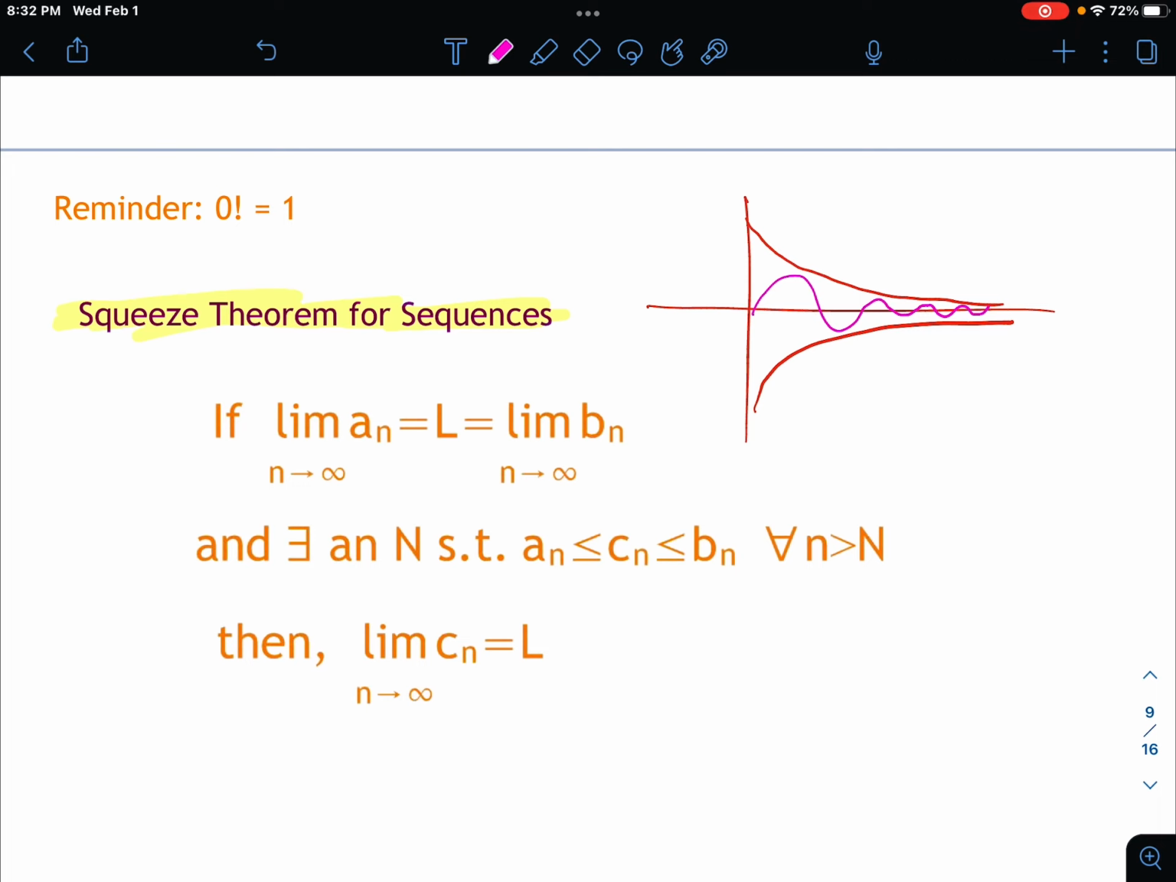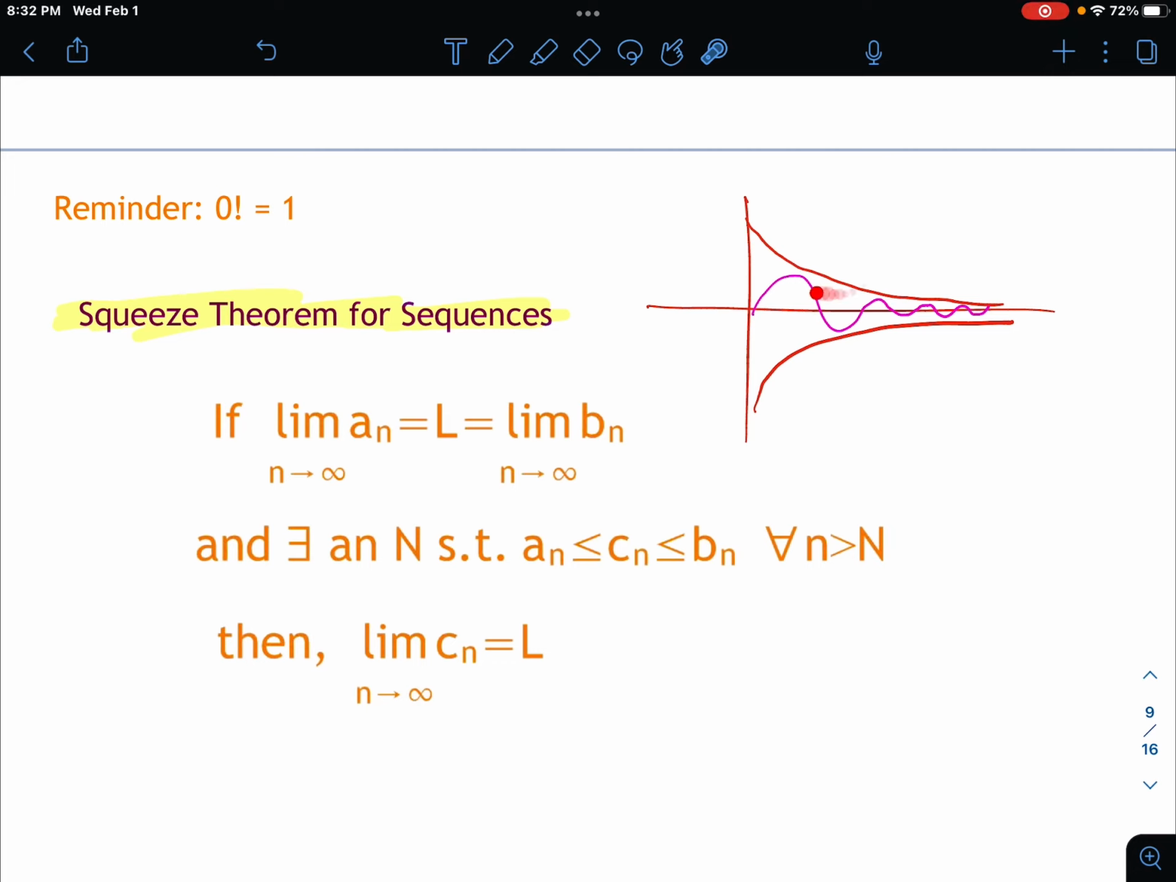So what do we have to do when we're trying to prove something using the squeeze theorem? Essentially, we take this top function right here, a sub n. We show it converges to L. We take this bottom function, b sub n, and we know that it also converges to L.